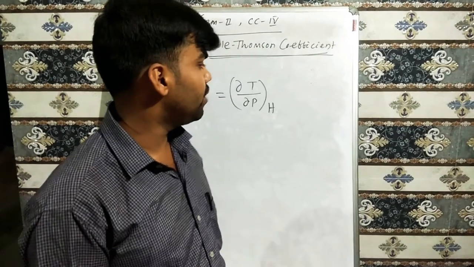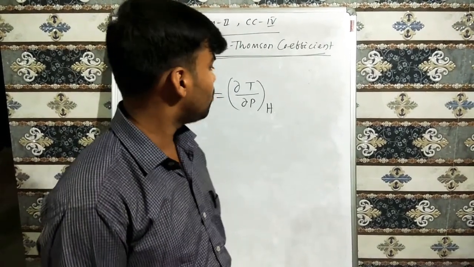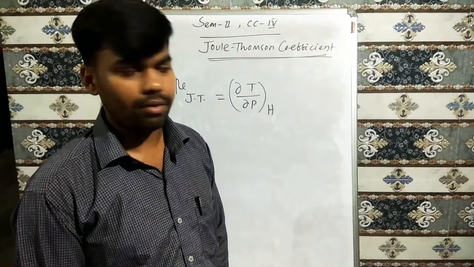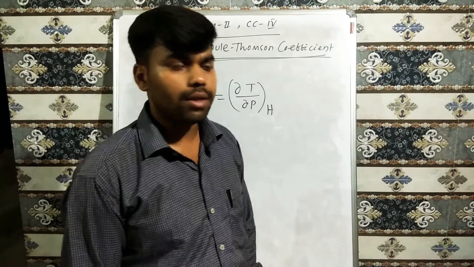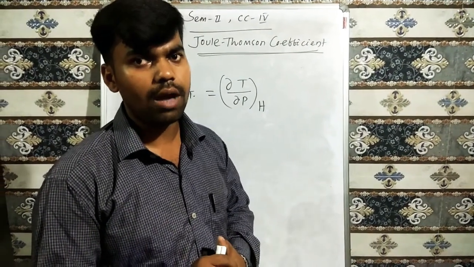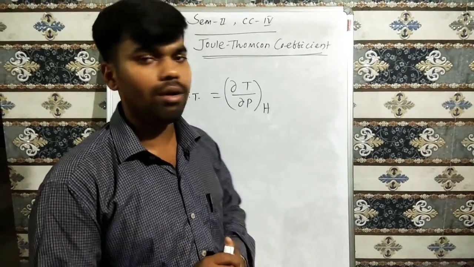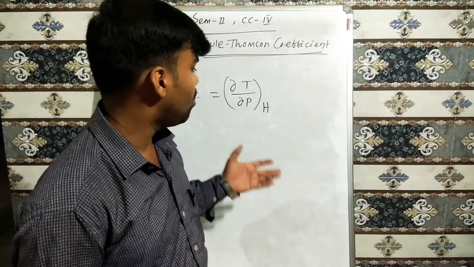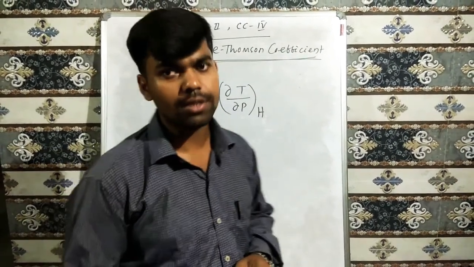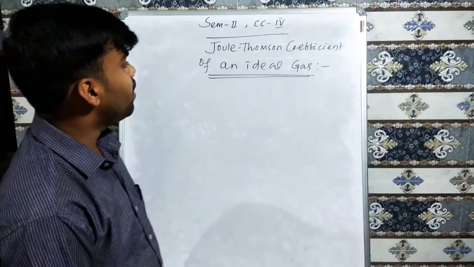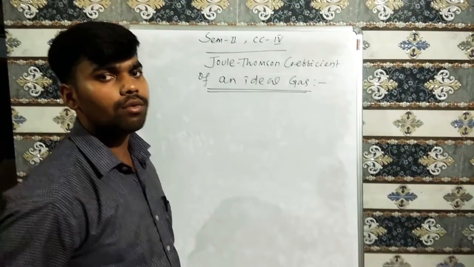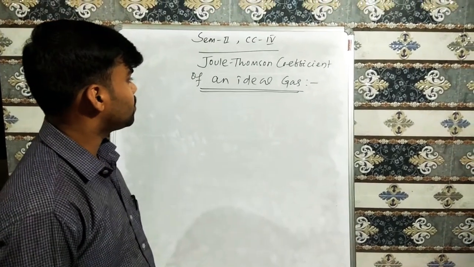Now I am going to calculate the Joule-Thomson coefficient for an ideal gas and for a real gas. We know the Joule-Thomson coefficient for an ideal gas is always 0. Now I am going to prove that the value of the Joule-Thomson coefficient is 0 for an ideal gas.